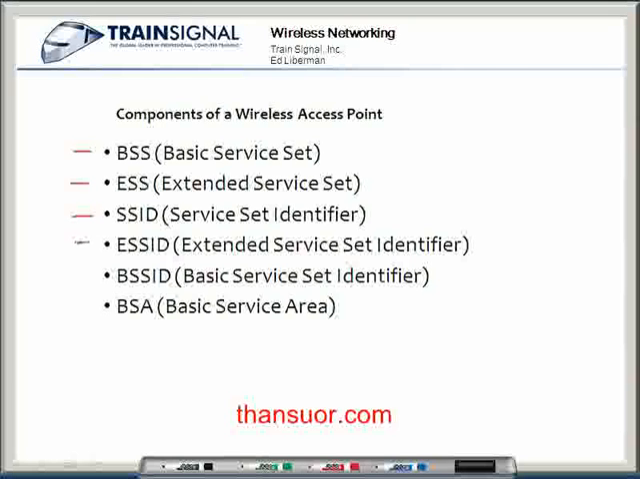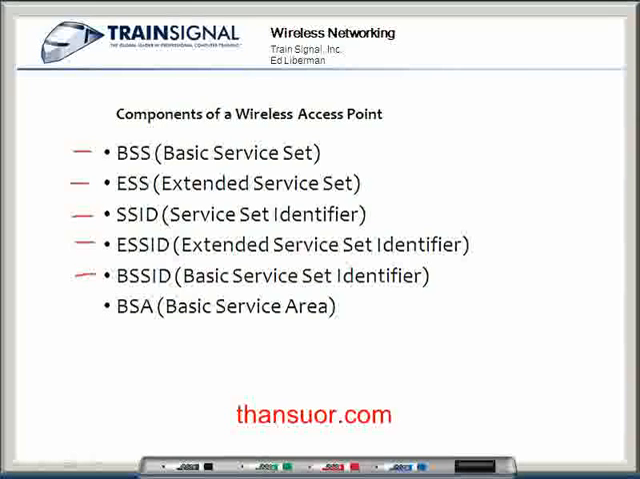Now the ESSID is the extended service set identifier, and quite frankly, it means the exact same thing as the service set identifier, but when you're using multiple access points. Just like your basic service set is one and extended is more than one, your SSID is with one access point, and ESSID is when you have multiple access points. Now, this next one, BSSID, Basic Service Set Identifier, is the one many people get confused.